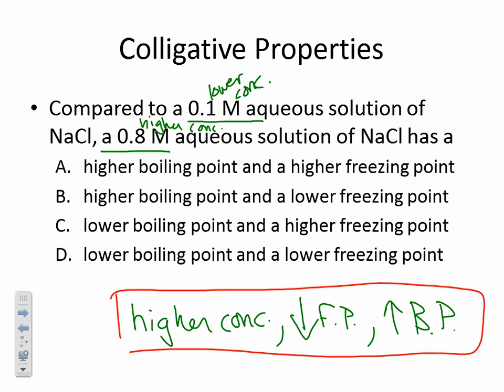Choice A, higher boiling point. Well, that's good. We want that. And a higher freezing point. No, we don't want a higher freezing point. We want a lower freezing point. Next one, higher boiling point and a lower freezing point. That's exactly what we want because that is going along with this.